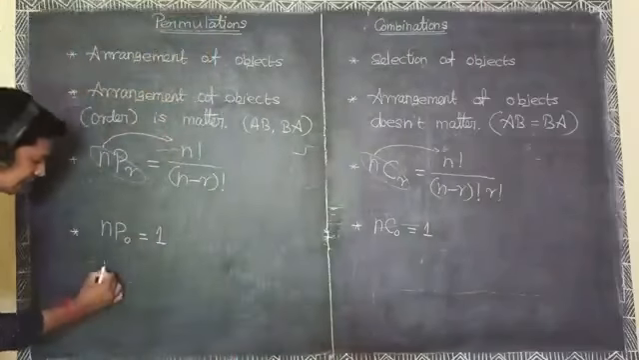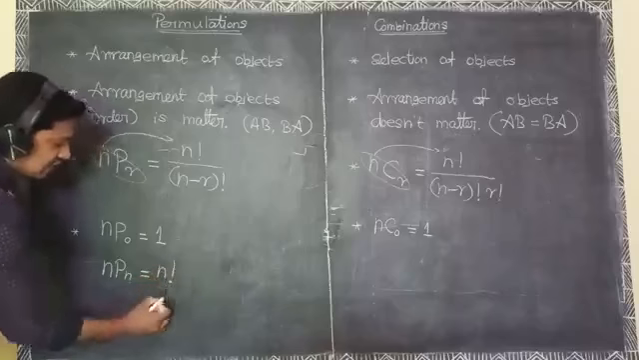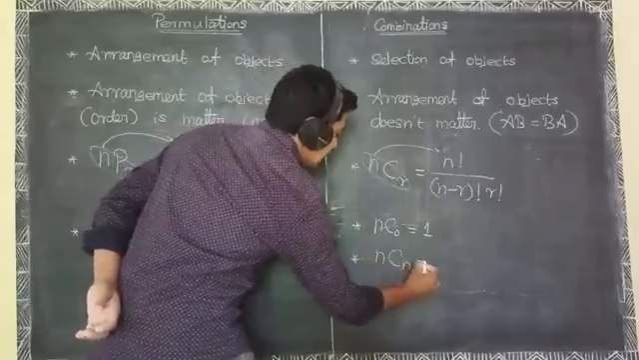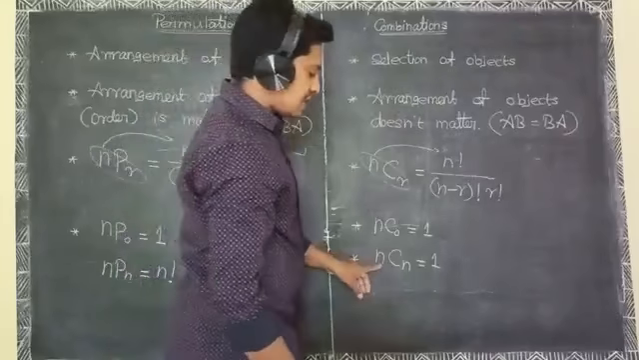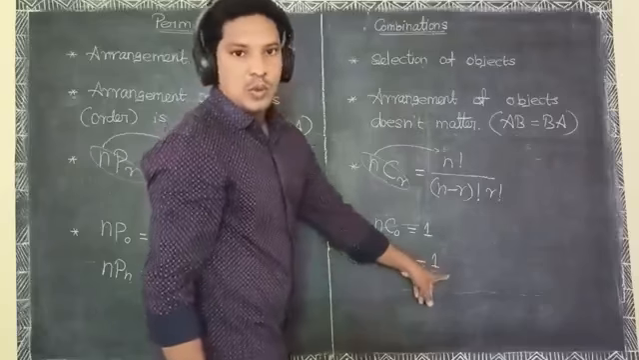Then nPn is equal to n factorial. Here nCn, the number of distinct objects taken n at the same time, is equal to 1.